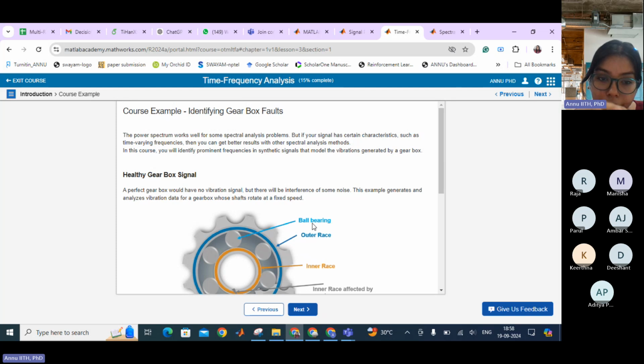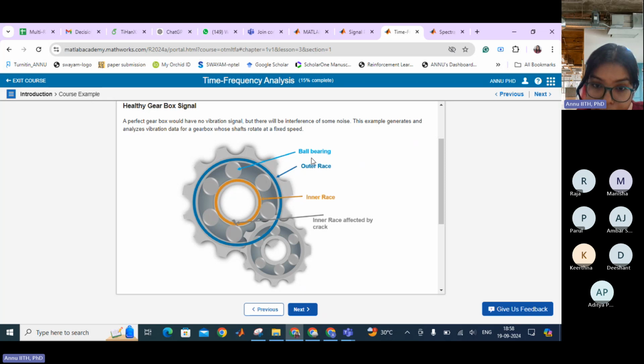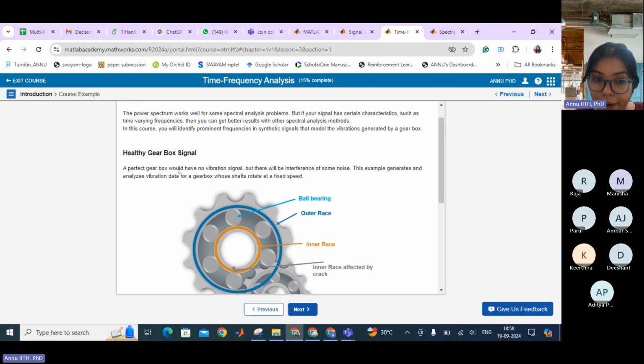The power spectrum works well for some spectrum analysis problems, like we already saw. But if our signal has certain characteristics such as time varying frequencies, then you can get better results with other spectral analysis methods. For example, you will have this ball bearing, this outer race and inner race. The perfect gearbox would have no vibration signal, but there will be some interference of noise. So this example generates and analyzes vibration data for a gearbox whose shafts rotate at fixed speeds.